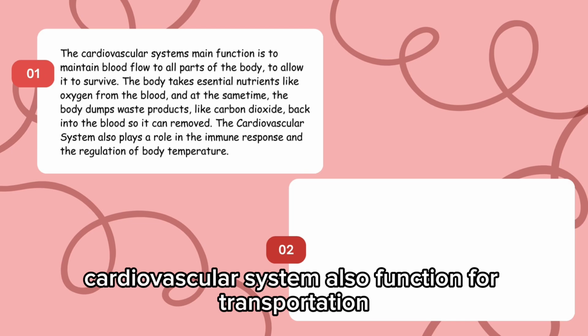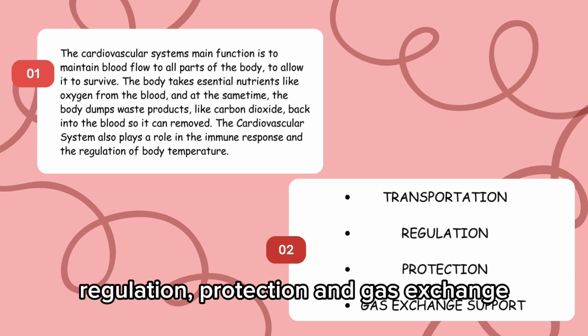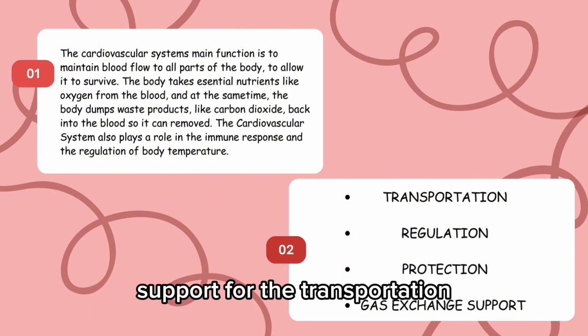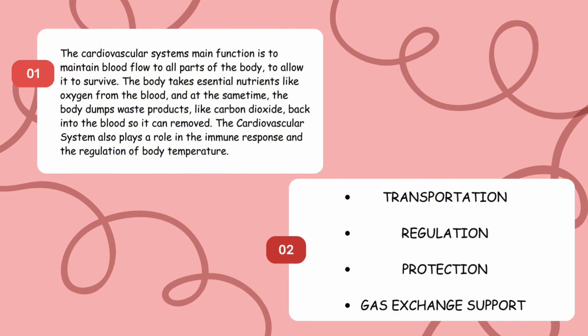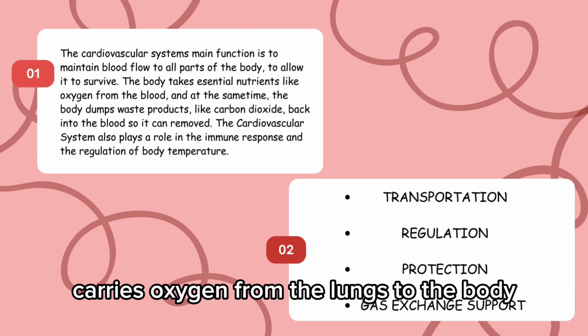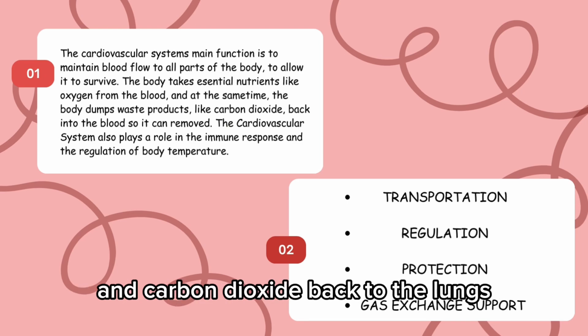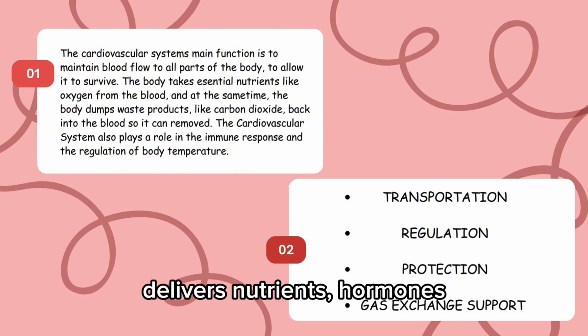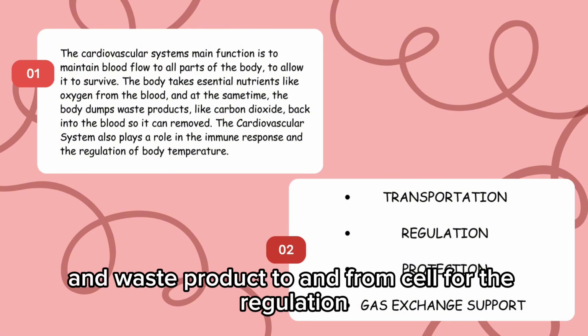The cardiovascular system also functions for transportation, regulation, protection, and gas exchange support. For the transportation, it carries oxygen from the lungs to the body and carbon dioxide back to the lungs, delivers nutrients, hormones, and waste products to and from cells.